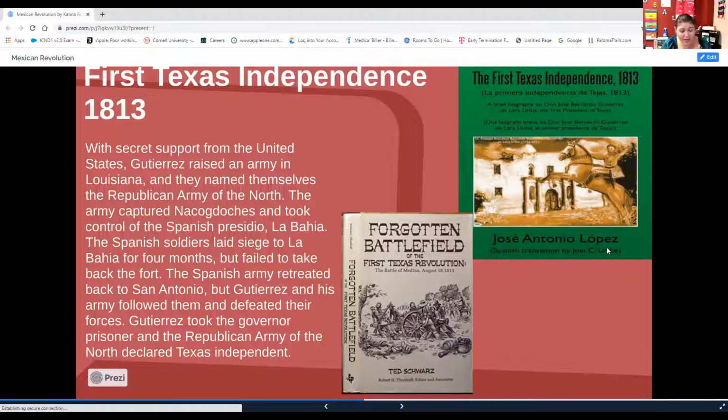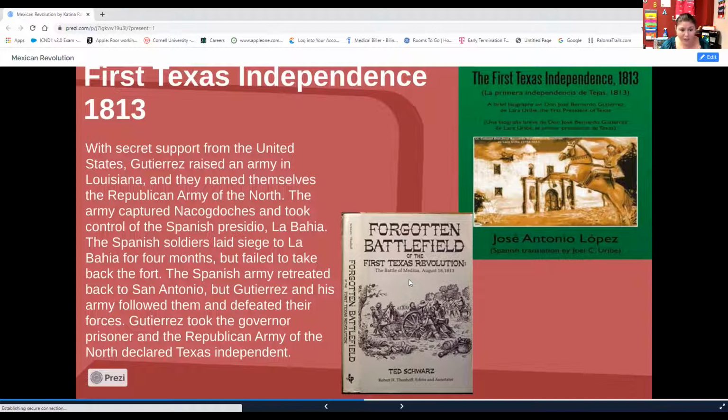And here we have Jose Antonio de Lopez. Here is a brief biography of Don Jose Bernardo Gutierrez de Lara. If you take a look at him, he kind of looks like a hero, doesn't he? So this is going to be a biography. Again, he's writing this himself. So if it's a biography, he's writing it. So he's going to paint himself in a different picture. But remember, look at this one, the forgotten battlefield. What happened in Medina? It was a bloodbath. It didn't work.